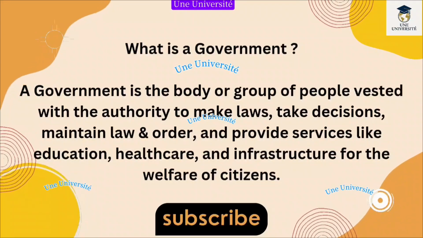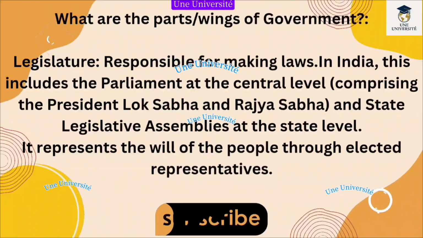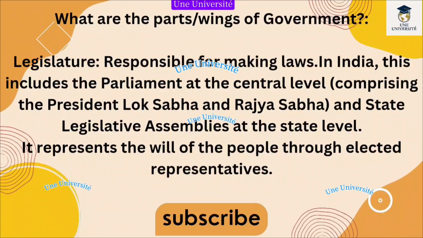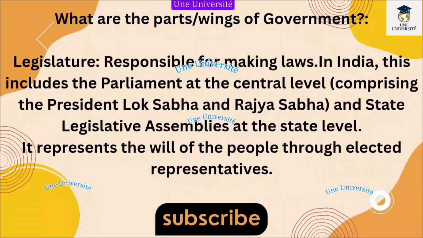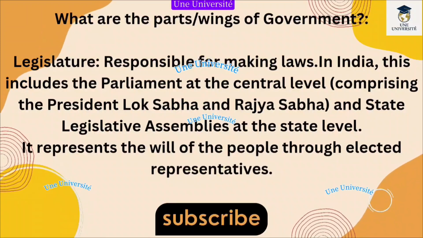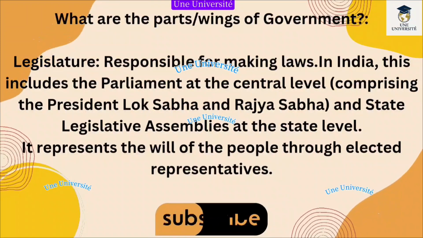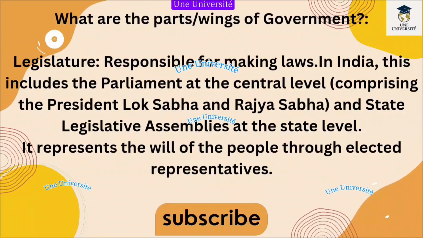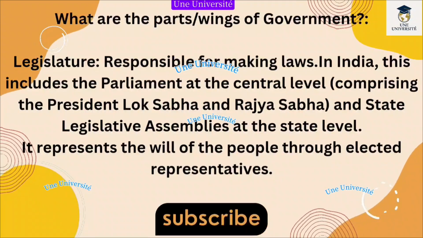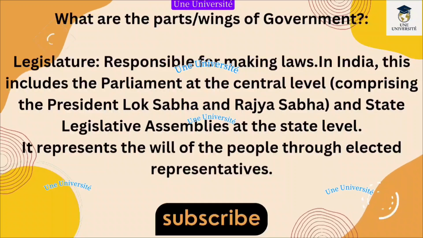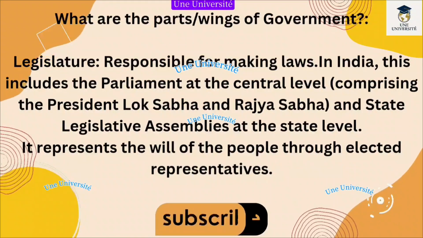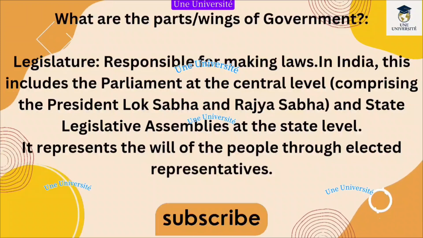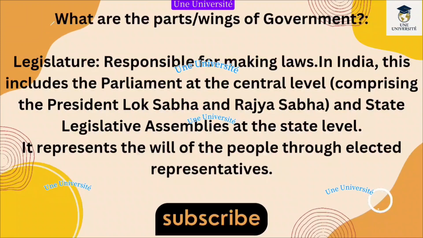Here the first question is, what are the parts or wings of government? So let me tell you that there are three parts of government which we will know about briefly in the coming minutes or moments. So the first part or wing of the government is called the legislature.